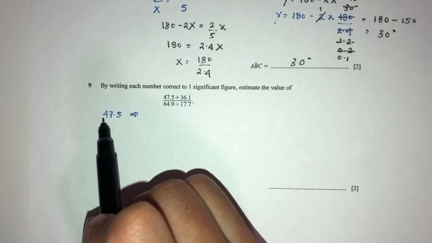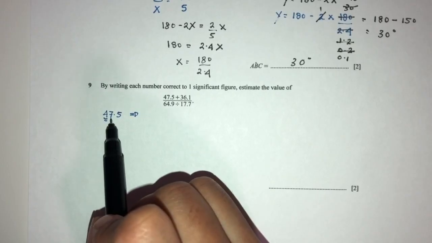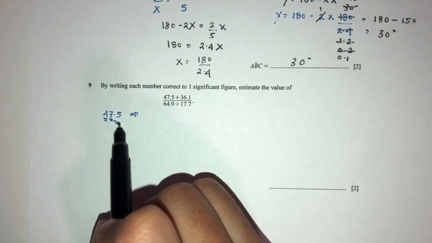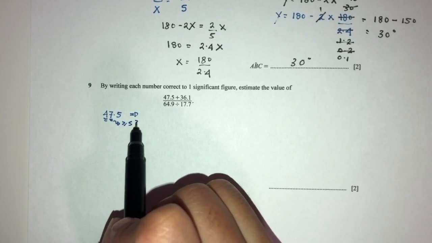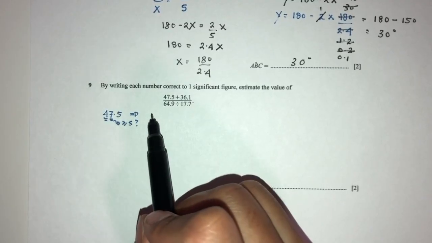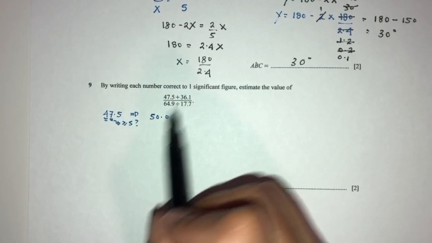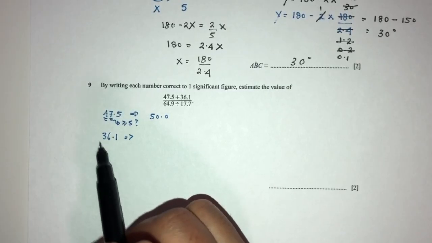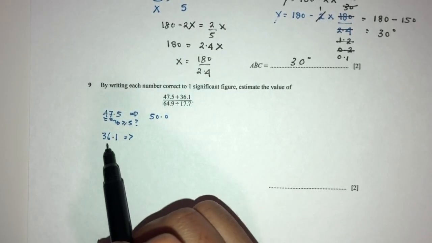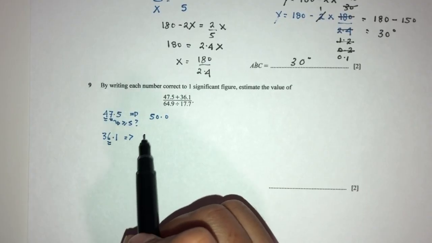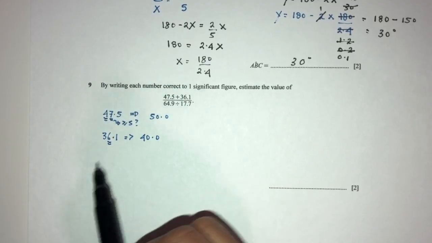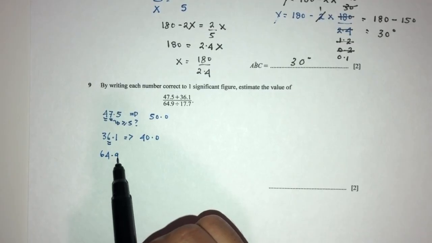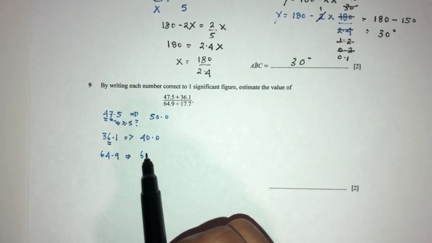When we look at the first number, we leave it by itself. We ask if this one, is it more or equal to 5? The answer is yes, so we have to add 1. That'll become 5, and the rest becomes 0. Same thing for the rest, 36.1, that'll become 1. Leave the first one by itself because it is 1 itself. This is more or equal to 5, so add 1, that'll become 40. And this one will be 64.9, that'll become 60.